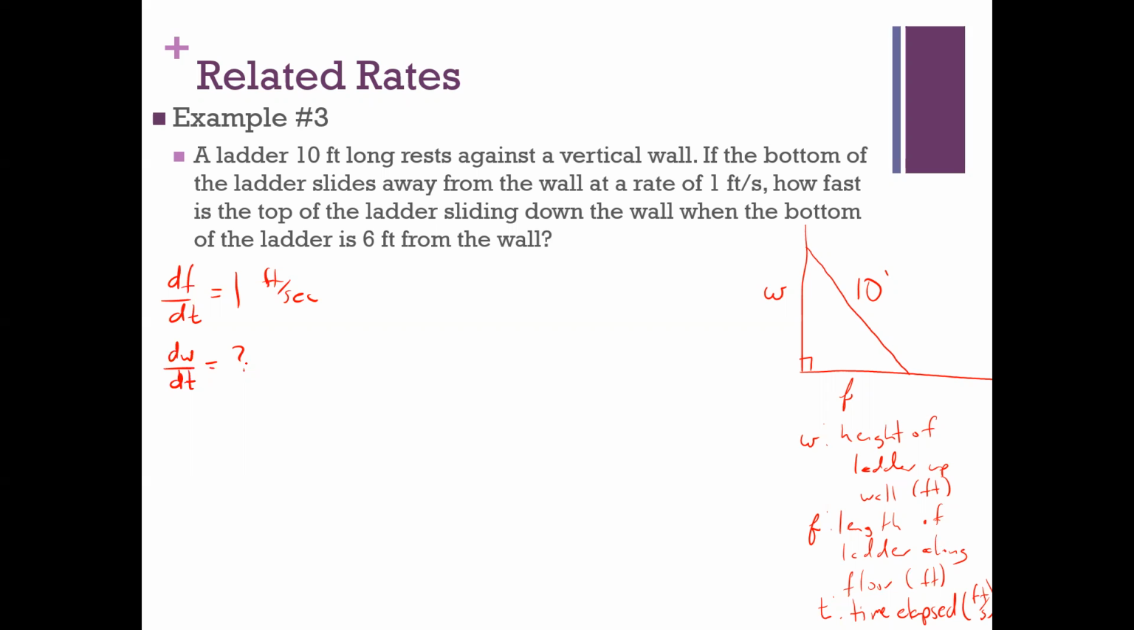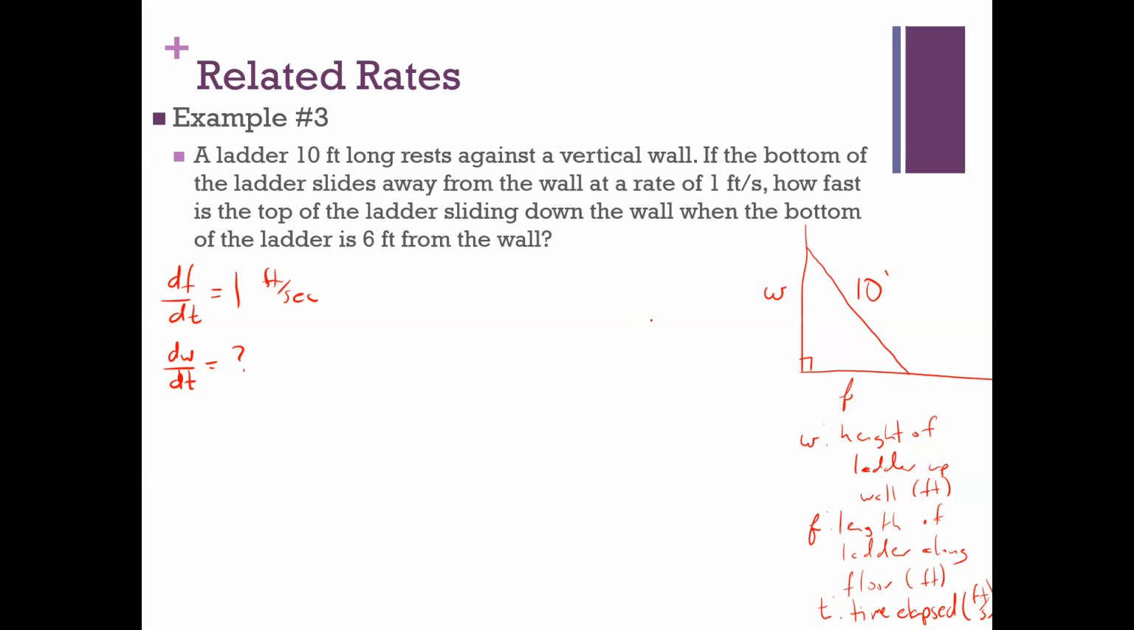What am I missing here? Do we know, Sebastian? Yeah. So I'll turn our question to how it's worded. The bottom of the ladder slides away from the wall at a rate of 1 foot per second. So the bottom of the ladder is sliding away from the wall.